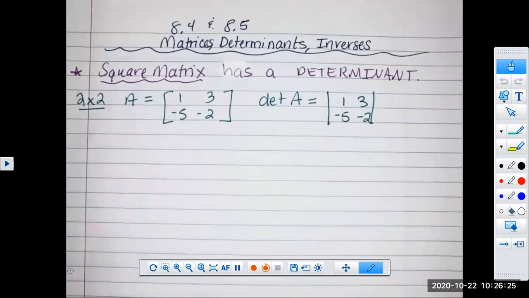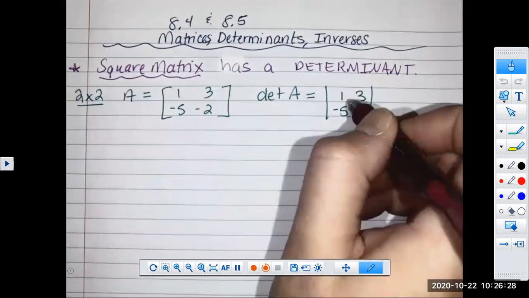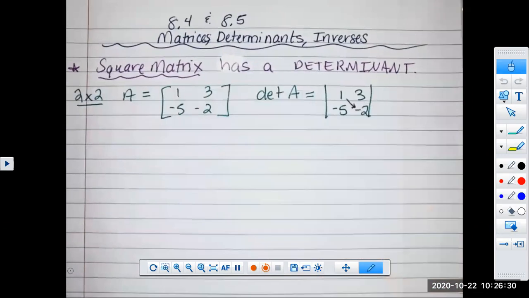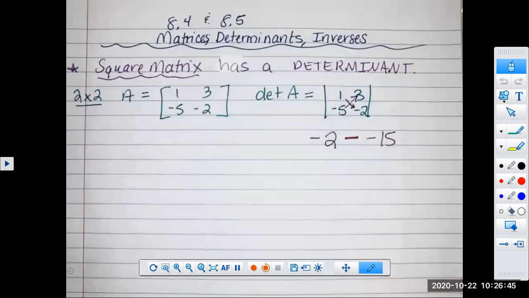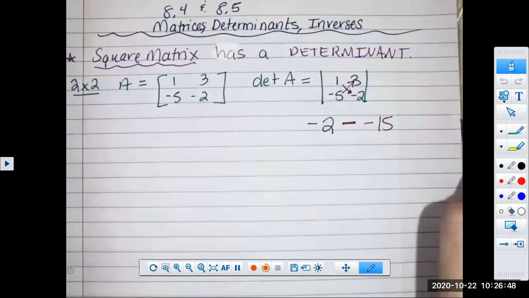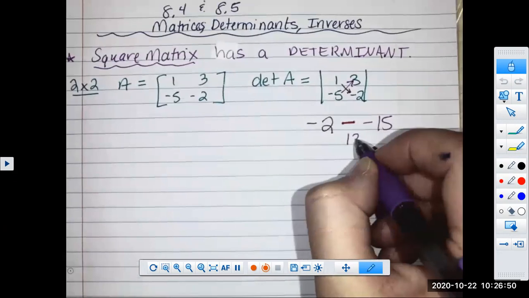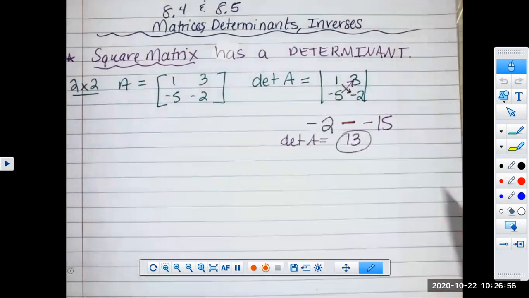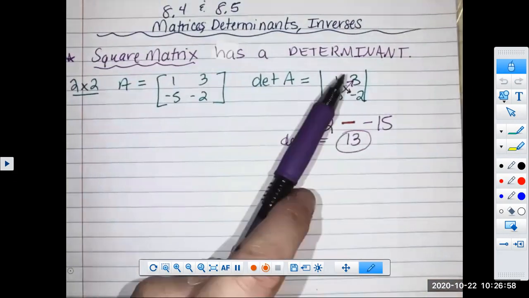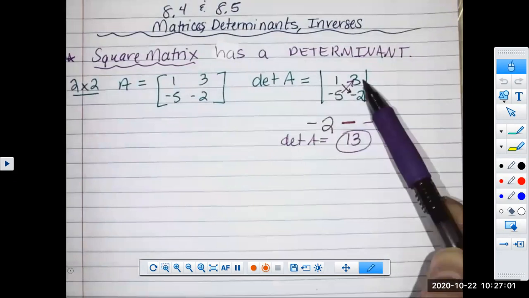All right, what you're going to do is multiply from the top left to the bottom right first. So I get -2. There's a minus sign. Well, you're going to subtract whatever you get when you multiply this way. So then multiply from the bottom left to the top right, you get -15. And then this will give you 13 for your determinant of A. So for a 2x2, multiply this way, subtract the product you get when you multiply that way.